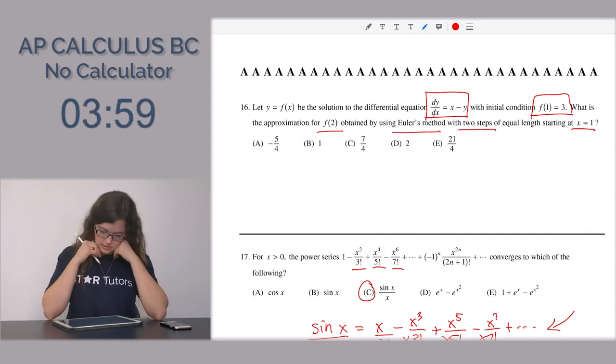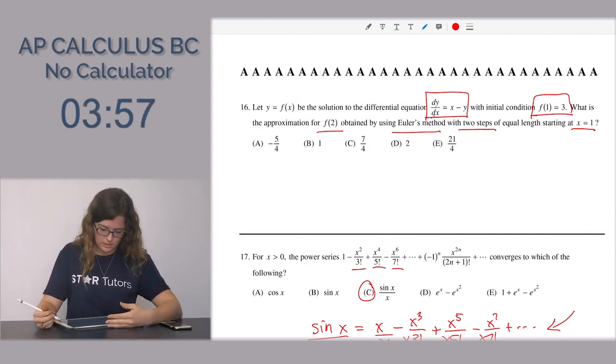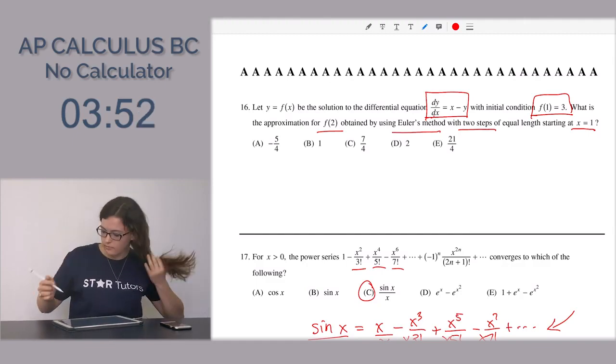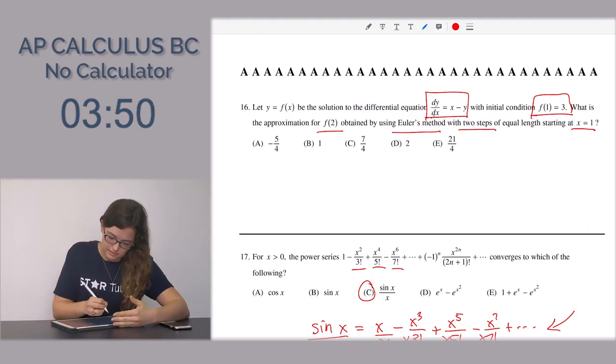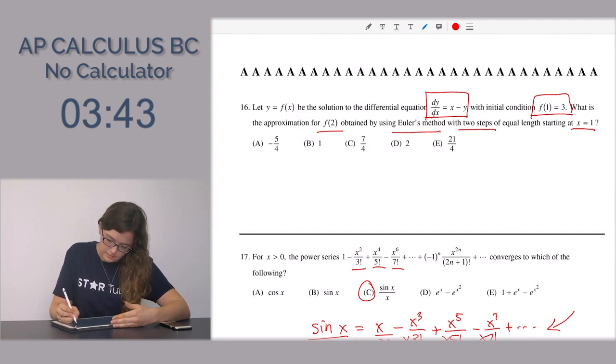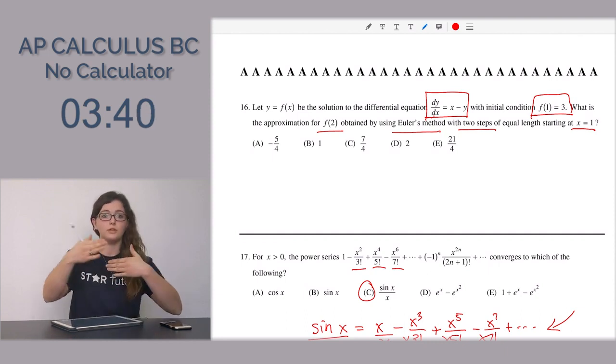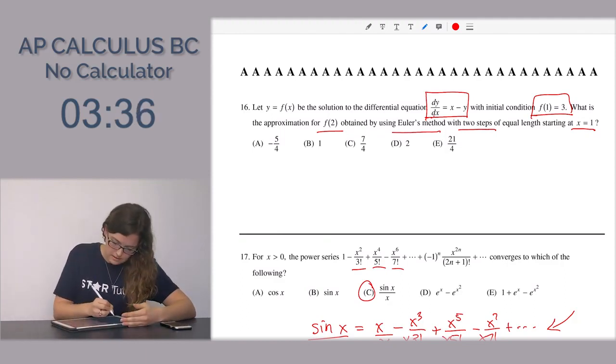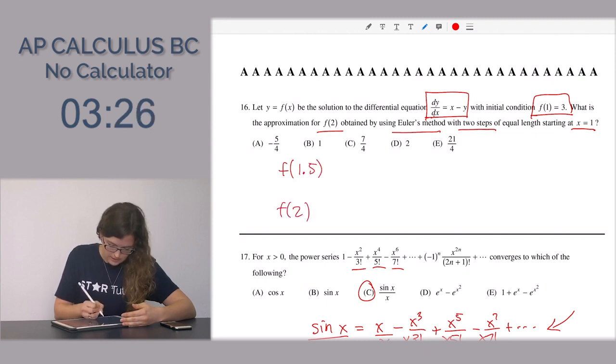f of x is the solution to this differential equation with this initial condition. Oh yeah, Euler's method. Okay, so we want to find f of 2. We know f of 1. And we're doing 2 steps of equal length. So if we're going from 1 to 2 in 2 steps, each step has step size 1/2. So Euler's method says I need to find f of 1.5 and then f of 2. Those are my 2 steps.